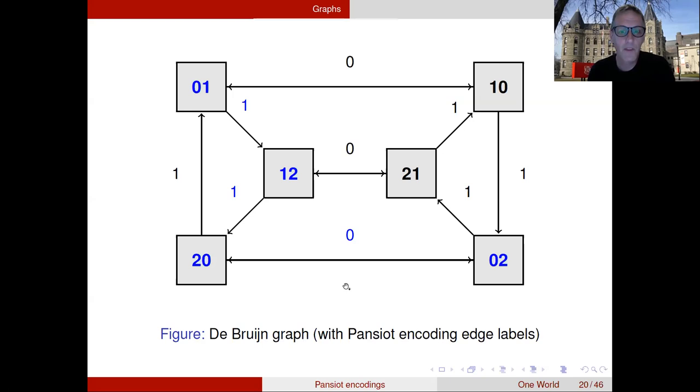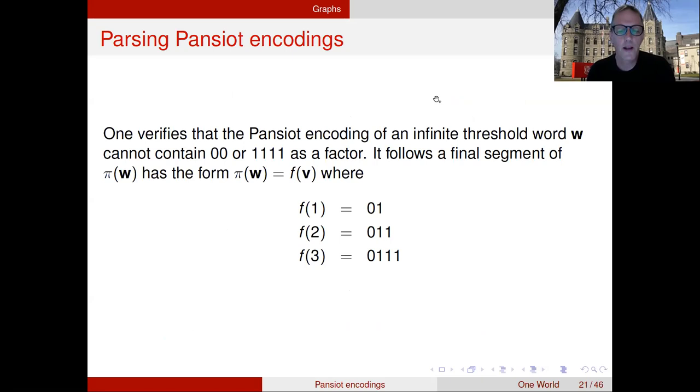So just a thought. Now, you can verify that the Pansiot encoding of an infinite threshold word cannot contain 0, 0 or 1, 1, 1, 1. For example, when we think of the case of ternary square-free words, if I had a word starting with 0, 1, and then I had a Pansiot encoding of 0, 0, I would have 0, 1, go back to 0, and then 1, 0, 1. So I'd have 0, 1, 0, 1 if I had this in the Pansiot encoding. So 0, 0 cannot be a factor of the Pansiot encoding of a threshold word, nor can I have 1, 1, 1, 1, which means the Pansiot encoding itself is made up of three pieces: 0, 1, 0, 1, 1, and 0, 1, 1.